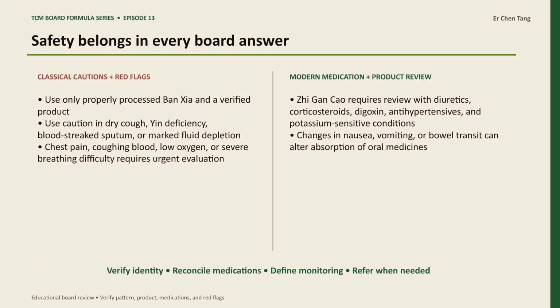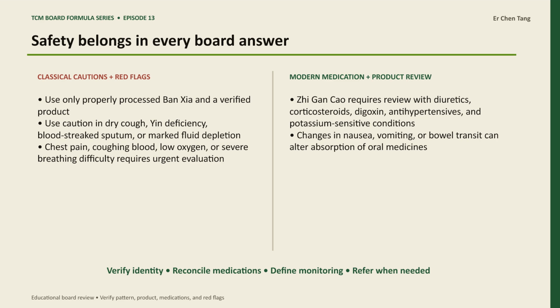Safety is part of formula knowledge. Classical cautions include: use only properly processed Ban Xia in a verified product. Use caution in dry cough, yin deficiency, blood-streaked sputum, or marked fluid depletion. Chest pain, coughing blood, low oxygen, or severe breathing difficulty requires urgent evaluation.